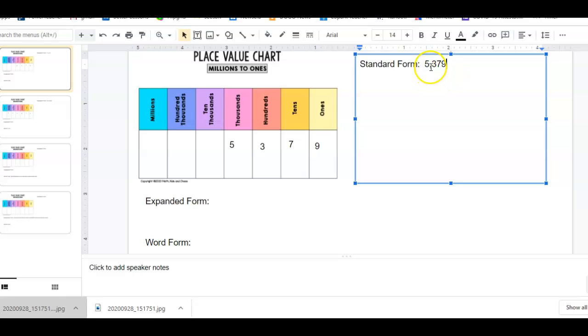5,379. And notice I put a comma between my periods, right? Because the 3, 7, and the 9 are in the hundreds period. The 5's in the thousands period, so I need a comma to separate them. So that's standard form, pretty standard. Let's move on to word form.